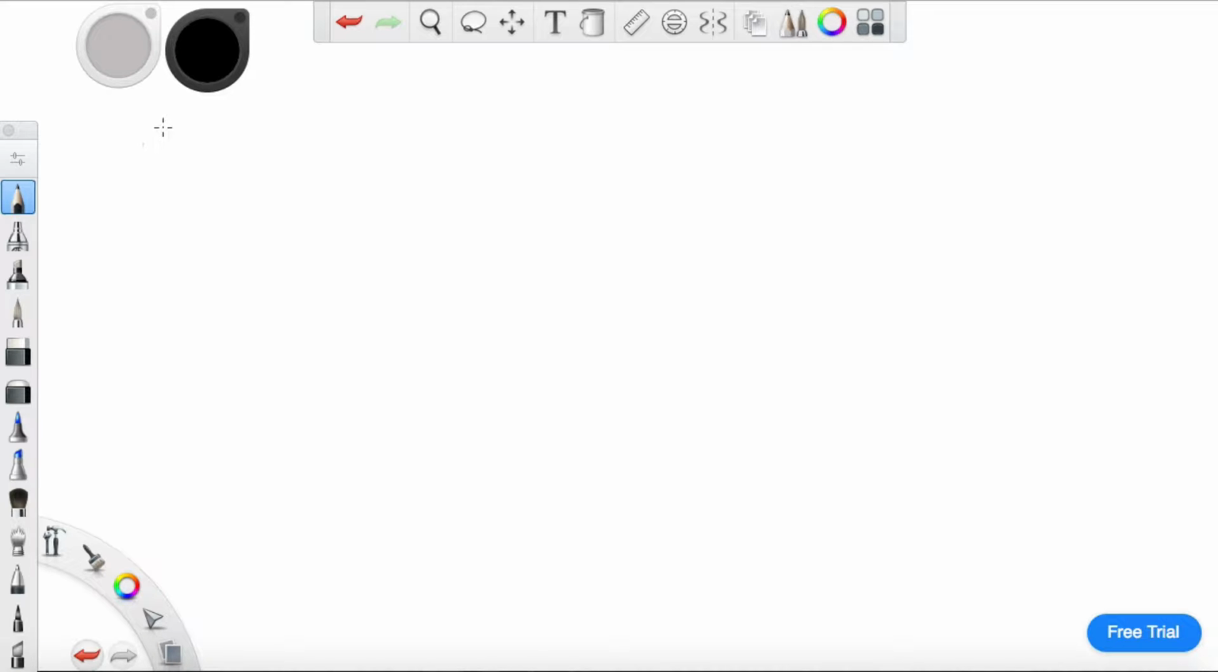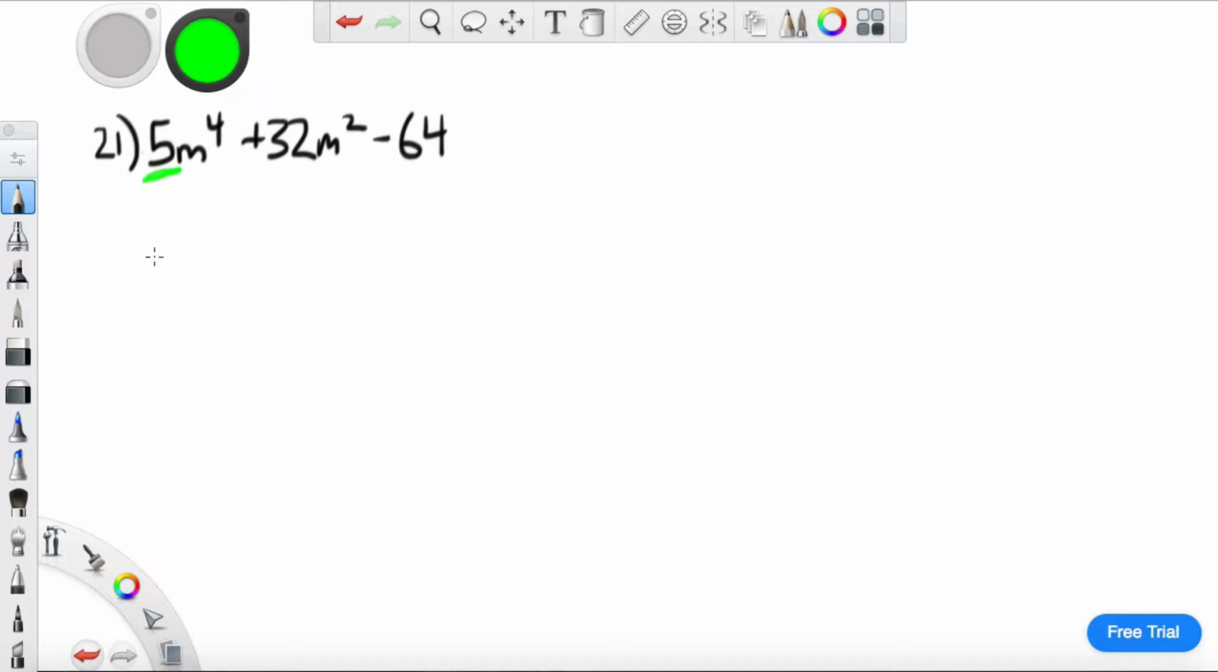Okay, the last thing that we're going to do today is look at what happens when you have something like 5m to the fourth plus 32m squared minus 64. This is a case where we are factoring a quadratic where the leading coefficient is something other than 1. You've got something over here for a.